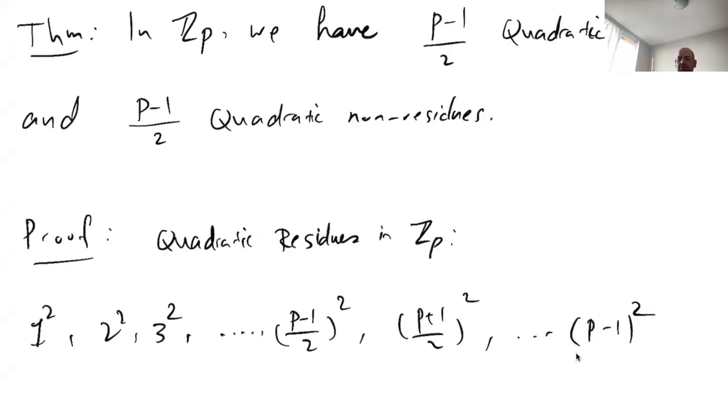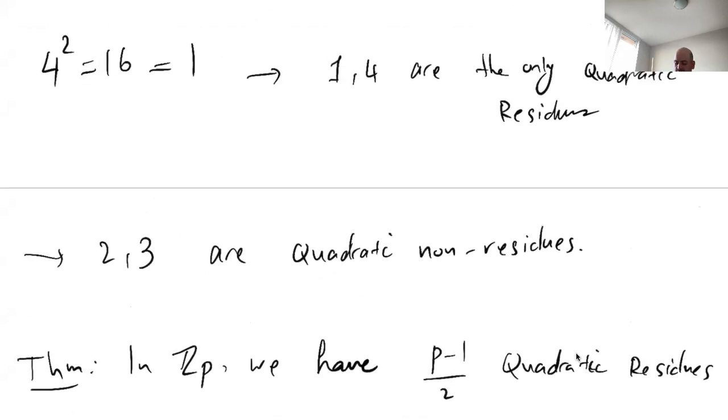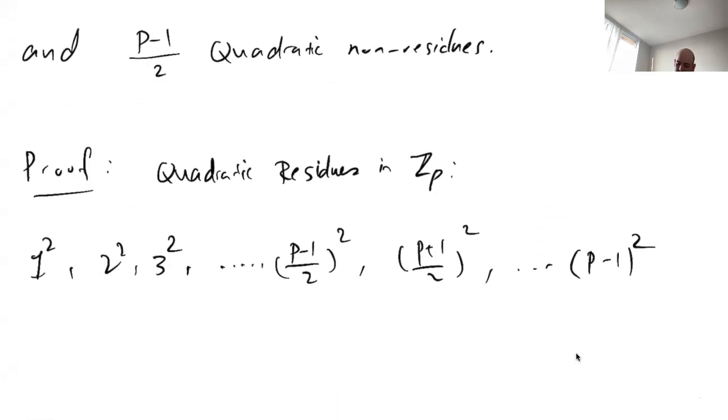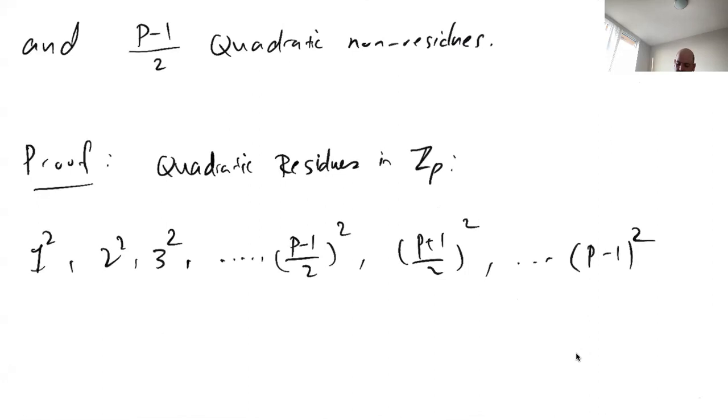Okay. So these are quadratic residues in Zp, any number of the form b squared. But right now it seems that we have p minus 1 of them. But as we saw in the example, the first two numbers were distinct, but then the next two numbers were the same as the first two numbers. So the same thing happens here. So we would have 1 squared, 2 squared, 3 squared, all the way to ((p minus 1)/2) squared. These numbers are distinct. I'm going to show that in a few moments.